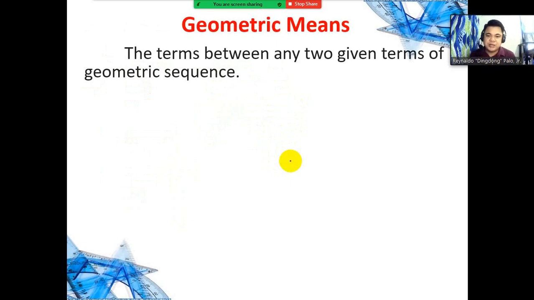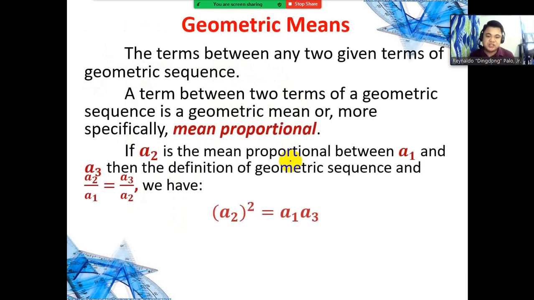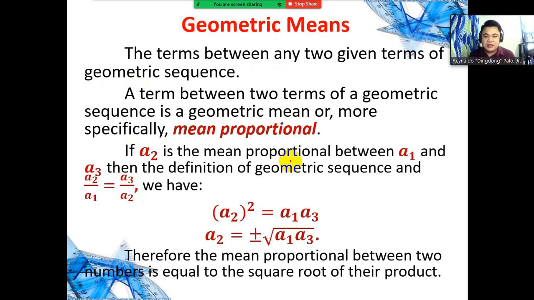Next, we have geometric means. Of course, when we say geometric means, these are the terms within the sequence. Now, there are two ways to compute. If you are only looking for the single mean, let's say for example, your a sub 1 is given, and then we are just looking for the single mean, which is a sub 3, you can use the formula square root of a sub 1 times a sub 3.